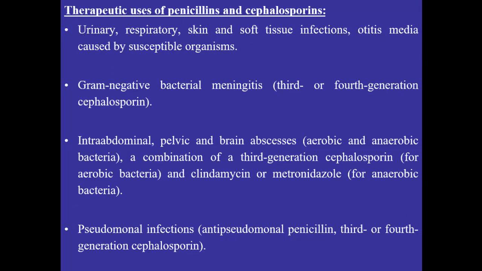Uses of penicillin and cephalosporins. Penicillin and cephalosporins, both are right, are used in treatment of urinary and respiratory tract infection. Upper respiratory tract infection such as tonsillitis, pharyngitis, laryngitis. Lower respiratory tract infection such as bronchitis, bronchopneumonia, and pneumonia. They also can be used in treatment of skin and soft tissue infection and otitis media caused by susceptible organisms.